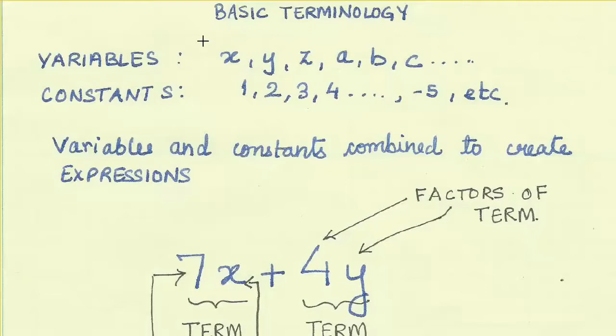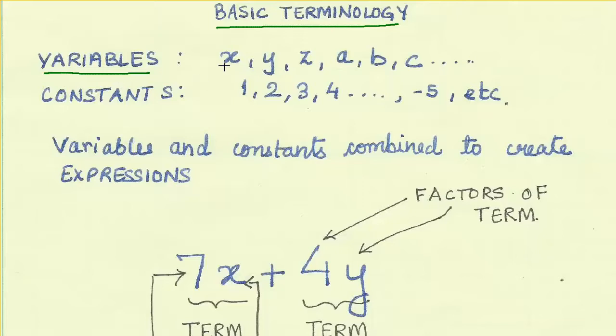Okay, so let us do a quick recap of the basic terminology in algebra. Now, the very fundamental idea in algebra is about variables. Variables essentially is a concept which we use to denote quantities that can take on different values. And we have covered the discussion about variables in detail in the earlier videos.